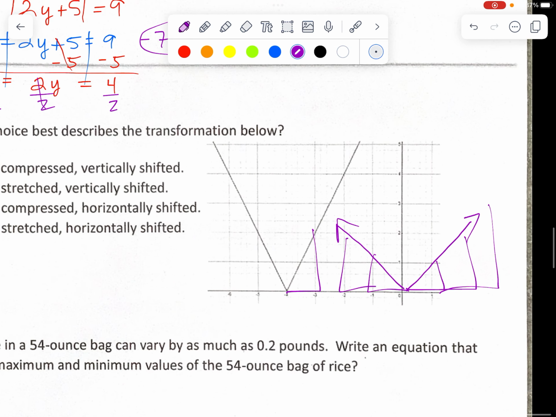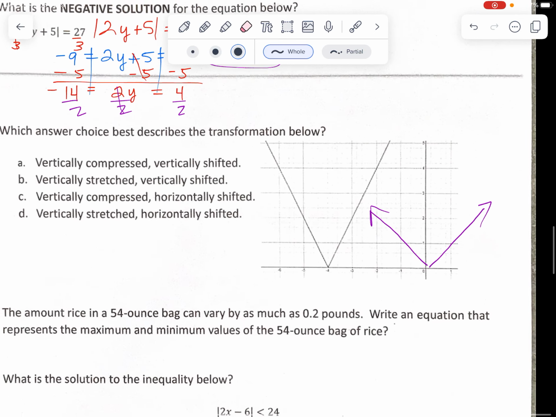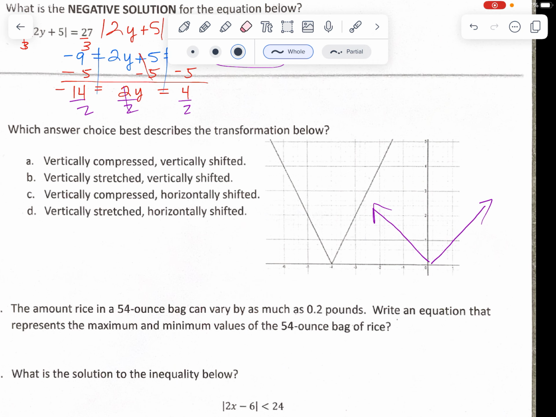And you can see from my purple graph, compared to the one that's graphed on the left, that the one on the left is stretched. So we know it vertically stretched. And it shifted to the left. Well, when you shift to the left, that is horizontal movement. So vertically stretched and horizontal movement.